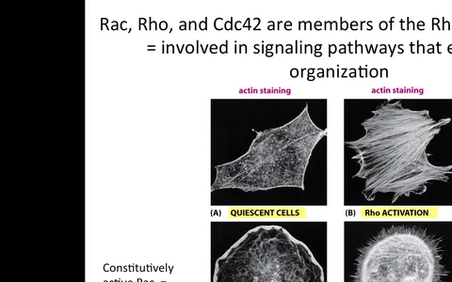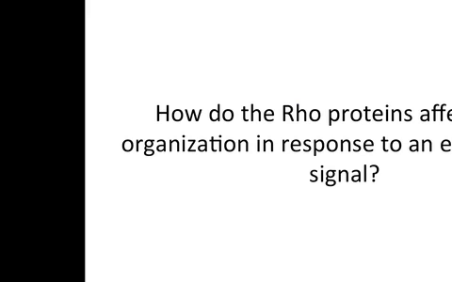If you express constitutively active Rac, you get lamellipodia formation. If you express constitutively active Cdc42, you get filopodia formation. Those both are protrusions associated with motility. And so this is how we're going to connect signaling with the cytoskeleton. So how do the Rho proteins affect actin organization in response to an extracellular signal? That's the question here. So I already heard someone say, oh, maybe it's affecting hormones. Maybe it's affecting actin nucleation, right?